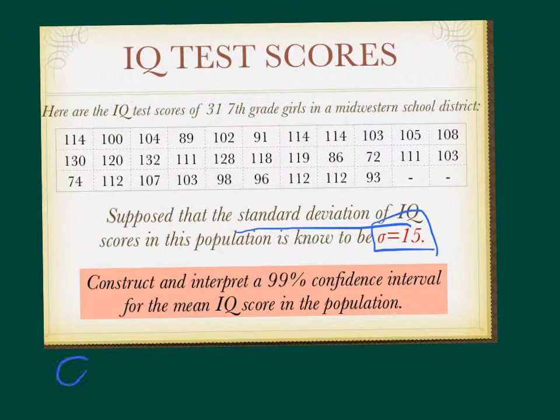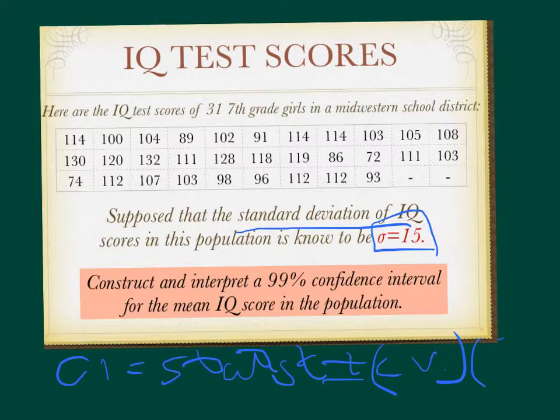So always for a confidence interval, it's going to be the statistic plus or minus the critical value, CV is critical value, times the standard error of the statistic. Okay, so let's see how that plays out.